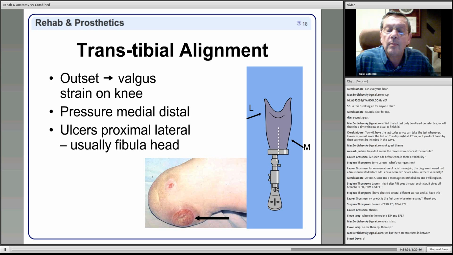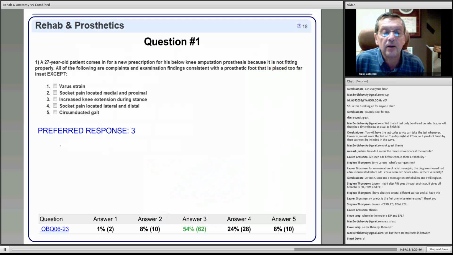The exact opposite occurs when we have an outset of the foot. Again, lateral is to one's left and medial is to one's right, and from the midline of the socket, the foot is outset. And so the exact opposite occurs in terms of pressures, and the way to try and remember this is as if one has a valgus knee or is knock-kneed. And so pressure is medial distal, as one sees on the diagram, and proximal lateral is where pressure is almost at the knee joint, and in this situation at the head of the fibula.